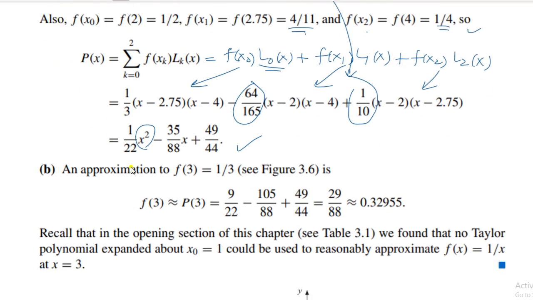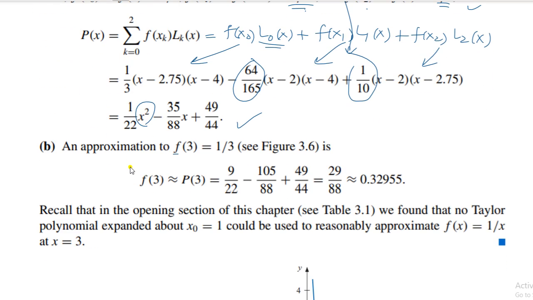And now if I approximate using this second degree polynomial, your f of 3 was 1 over 3. 1 over 3 is 0.3333, right? And now using this polynomial, if I find p of 3, that is 1 over 22 into 9, is it 9? And 35 by 188 into 3, so 3 into 35 is 105, plus 49 by 42, is 0.32955. You see how close it is to 0.33, right? You see Taylor was very bad. Taylor approximation gives us a very bad approximation for this function. But Lagrange second degree polynomial gave us a very good approximation for this one.